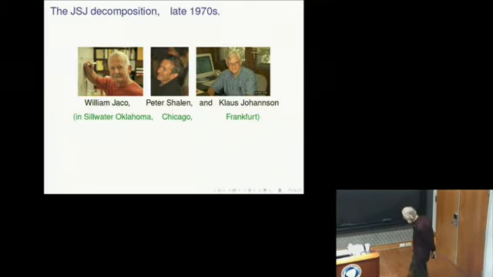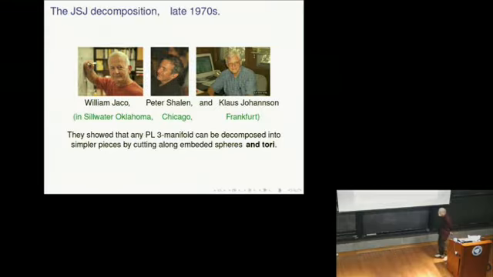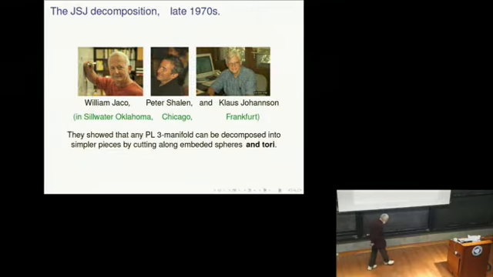Well, here's another contribution, again in the 70s. Jaco, Shalen and Johannson studied, in general, decomposing a piecewise linear manifold by cutting into simpler pieces along tori and spheres. They showed that there was an essentially unique decomposition into which each piece either couldn't be further decomposed or was what's called a Seifert fiber space, which is a class of three manifolds which is well understood.